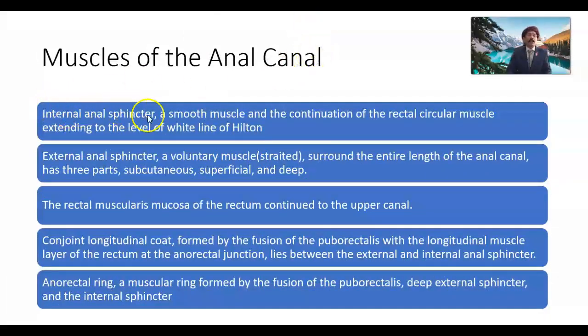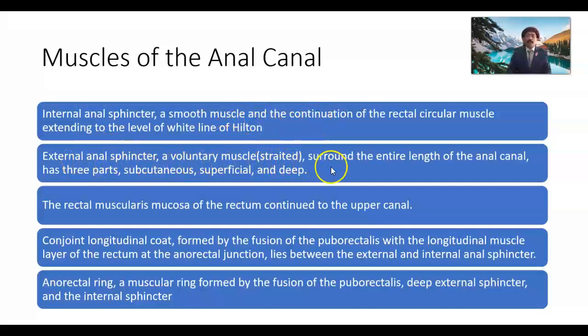Then the muscles of the anal canal: internal anal sphincter, smooth muscle, and the continuation of the rectal circular muscle extending to the level of the white line of Hilton. This is smooth muscle, supplied by the autonomic nervous system.